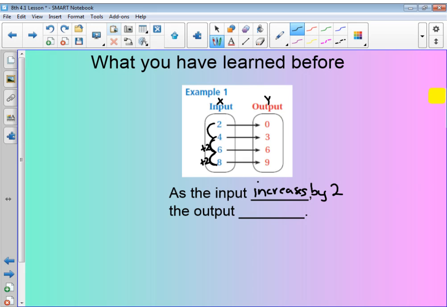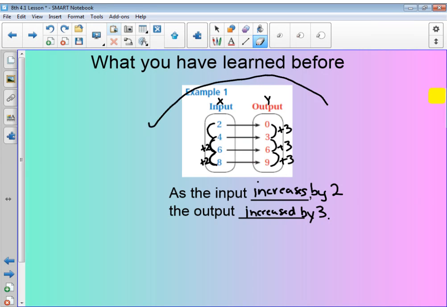Now we're going to do the same concept and compare our output. From 0 to 3, it's going up by 3, so adding 3 or increasing by 3. 3 to 6 is increasing by 3, and 6 to 9 is increasing by 3. So when you have a function, you're going to notice that there's a pattern. As the input increased by 2, the output increased by 3. That's just describing our input-output pattern.